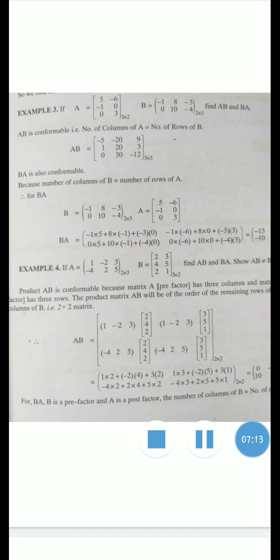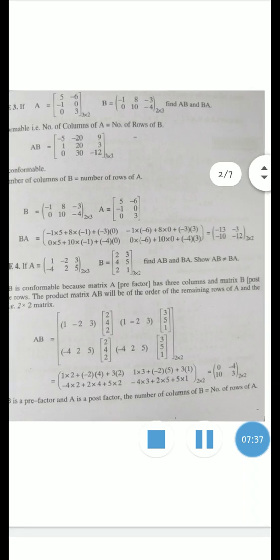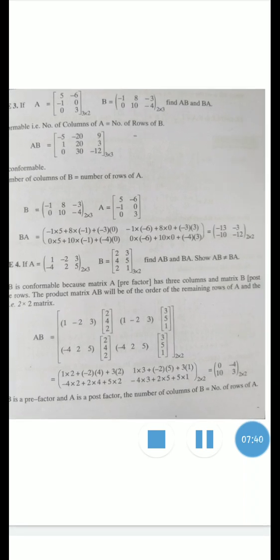Now they are saying BA is also conformable, means you can find BA. Since if I write B before A, B is a matrix of order 2 by 3 and A is a matrix of order 3 by 2. So number of columns in B is 3 and number of rows in A is also 3. So we can find BA. And as a result, I will get a matrix of order 2 by 2. So BA देखो. Now for first row, first column. First row is -1, 8, -3 and first column is 5, -1, 0. So when you will multiply, you will get -5, -8 plus 0, that is -13.